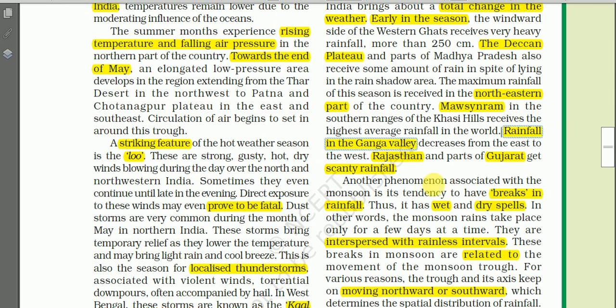And rainfall in the Ganga Valley decreases from east to west. Rajasthan and a part of Gujarat get scanty rainfall, that is, little rainfall from the monsoon. And you must know that rainfall in the Ganga Valley decreases from east to west.